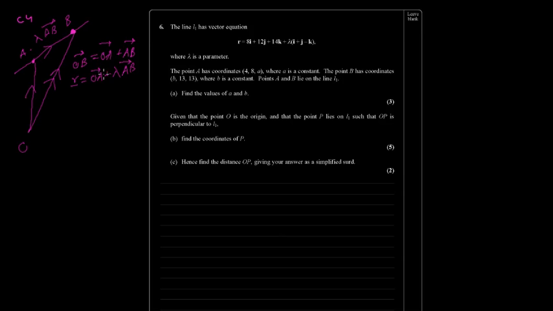When we rearrange this in IJK format, it can be expressed as the position vector of any point on this line. Remember, this R is basically referring to this point.